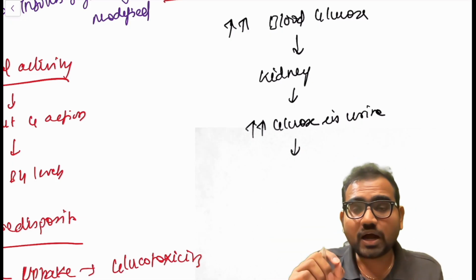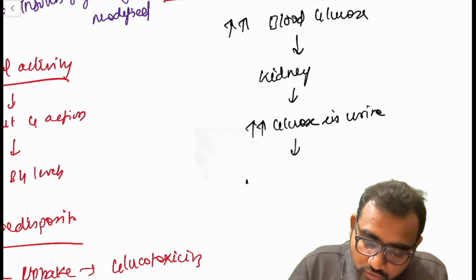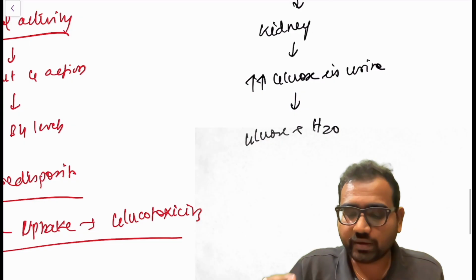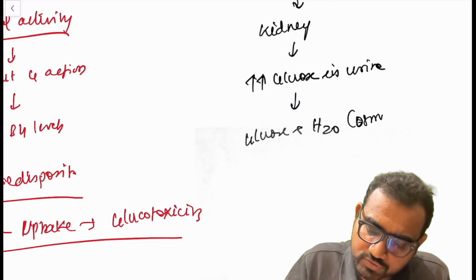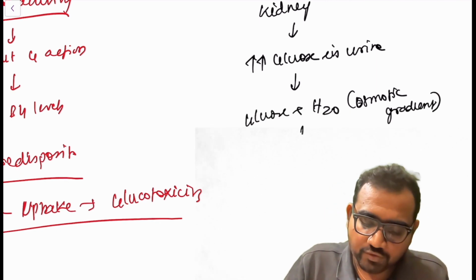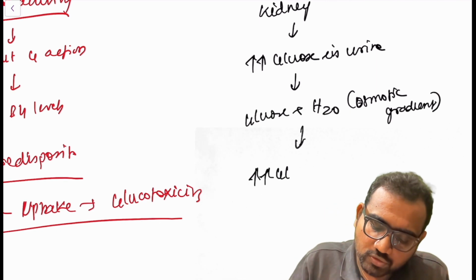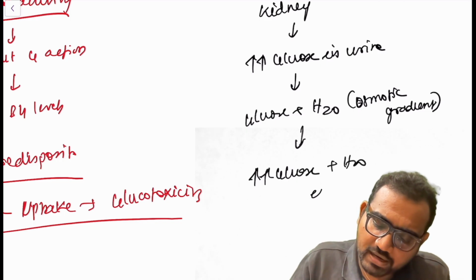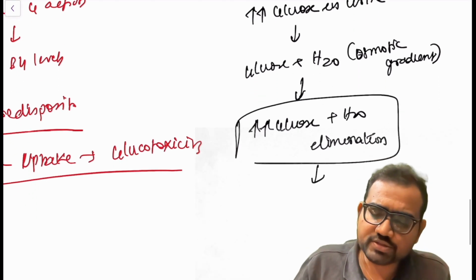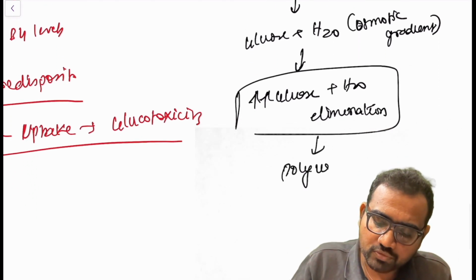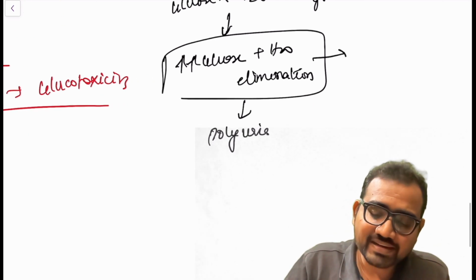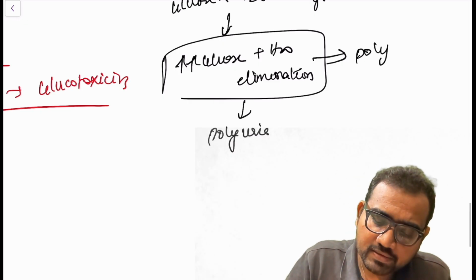So glucose alone will not be eliminated. Glucose carries water along with it because of the osmotic gradient. So there's going to be increased glucose plus water elimination. These patients will have what is called polyuria. Increased water elimination causes dehydration, and hence polydipsia.